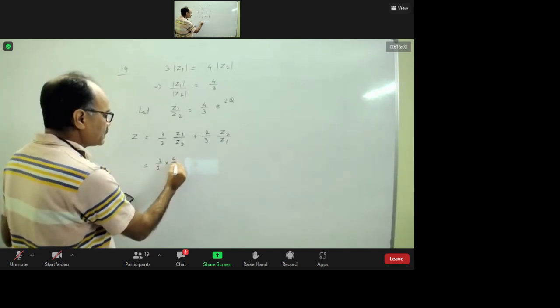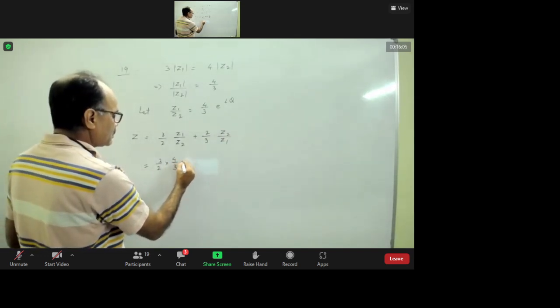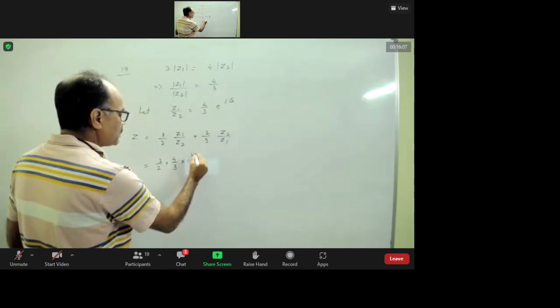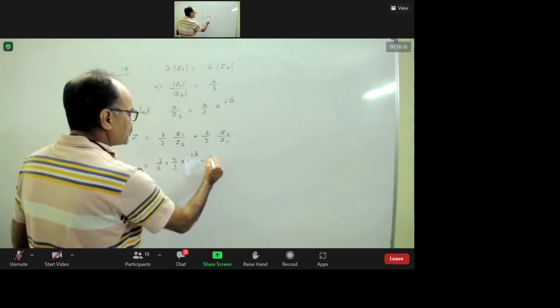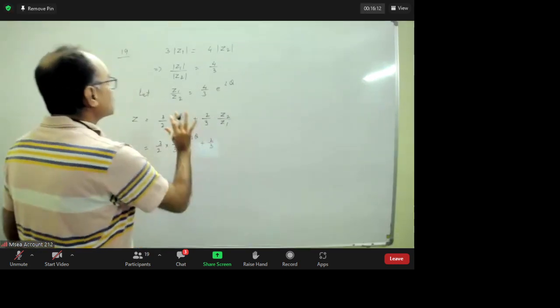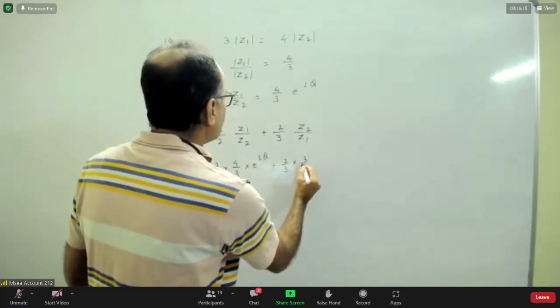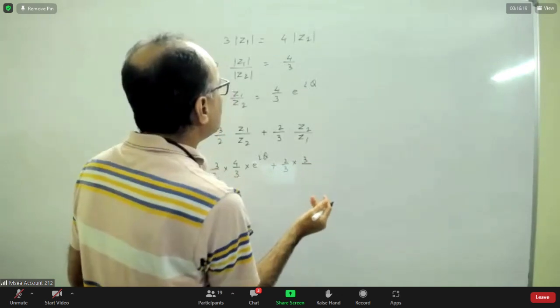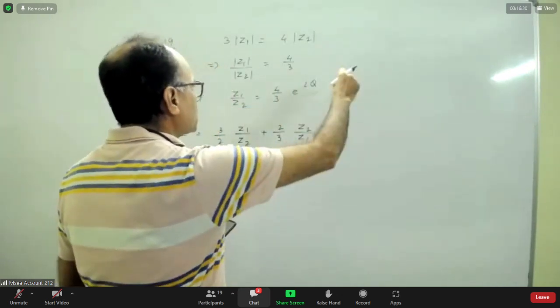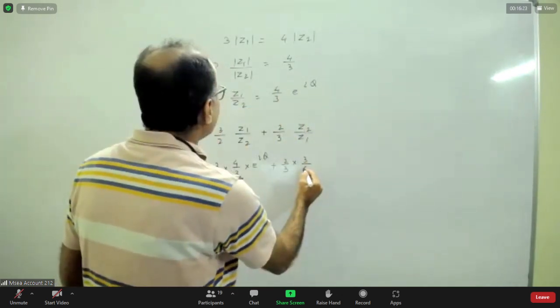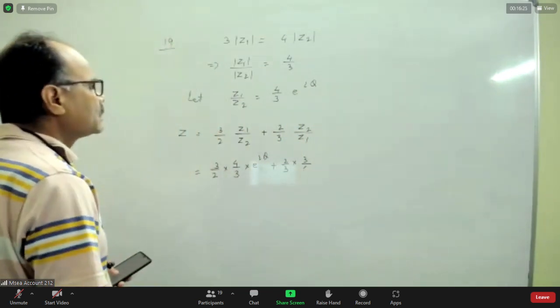2/3 into e to the power i theta plus 2/3. Z2 by Z1 equals 3/4. 1 by this 3/4, magnitude.